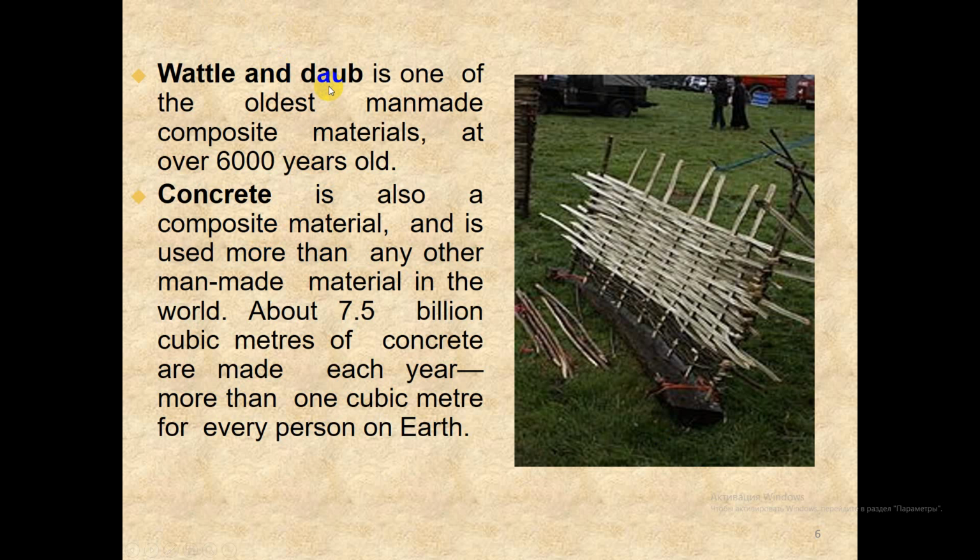Wattle and daub is one of the oldest man-made composite materials, at over 6,000 years old. Concrete is also a composite material and is used more than any other man-made material in the world. About 7.5 billion cubic meters of concrete are made each year, more than 1 cubic meter for every person on Earth.